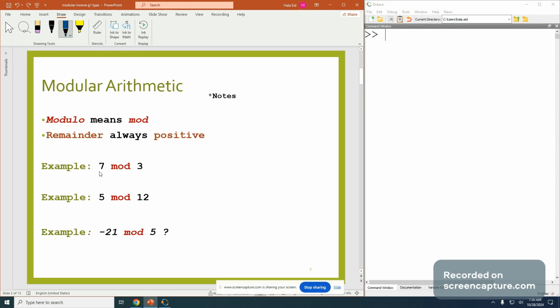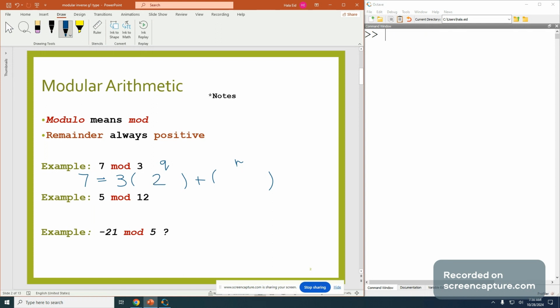So for example, if I want to find 7 mod 3, it means if I divide 7 by 3, what is the remainder? Now you can simply do this using Octave, or we can do it mentally. So if we try to do it mentally, we can say 7 is equal to 3 times what quotient plus what is the remainder, and through this method we can get the value of the remainder. So how do we get the quotient? Of course we have to divide. So 7 divided by 3 is 2 point something. I just take the floor of that, so this is 2.